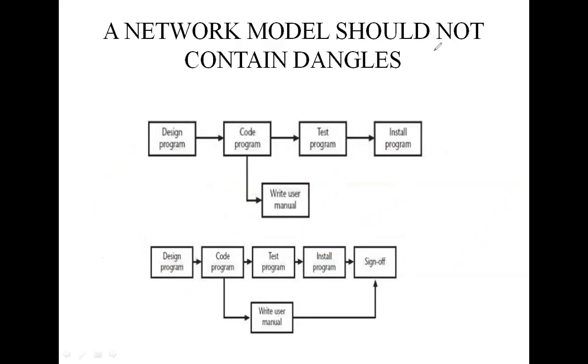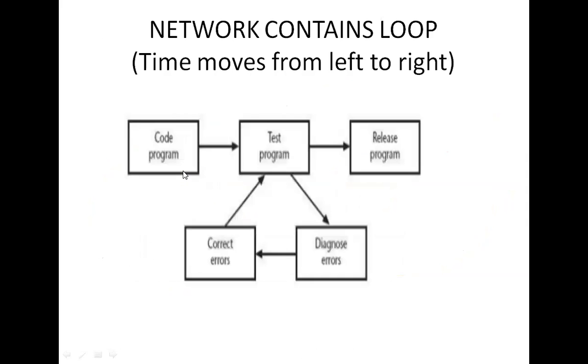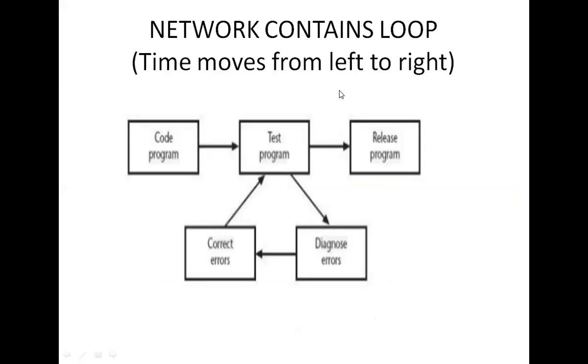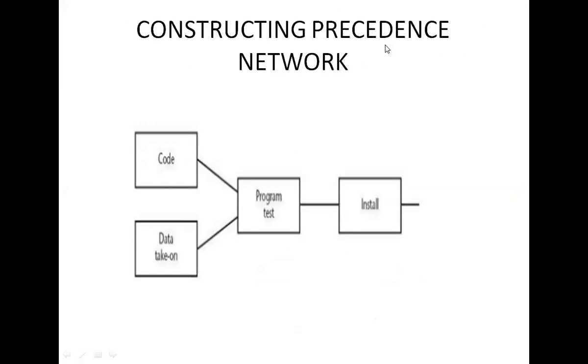A network model should not contain dangles. I already told you the time moves from left to right. Then we move to the network that contains loops. In a precedence network, there are no loops and there are no dangles.